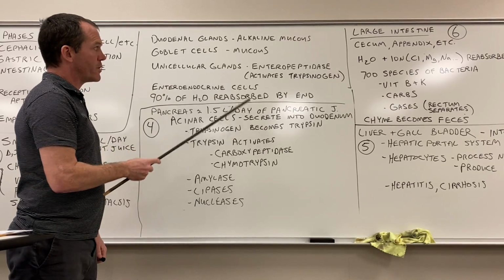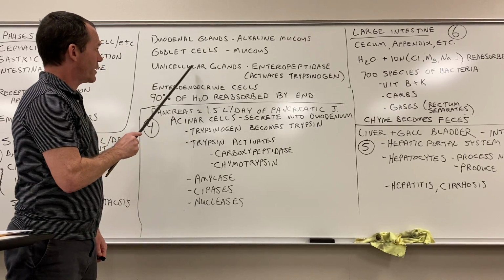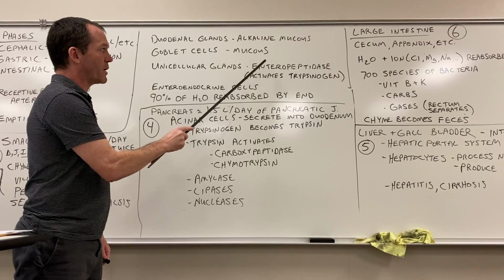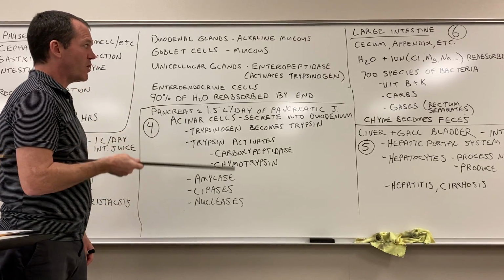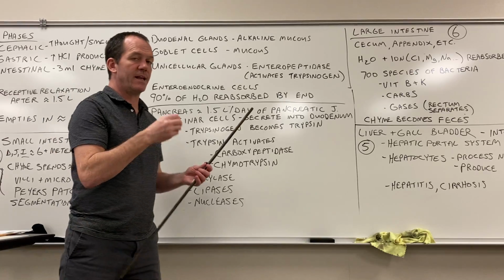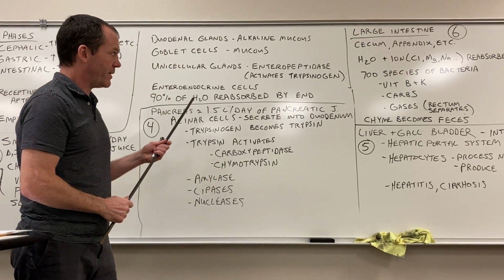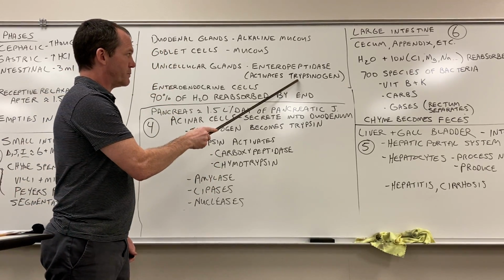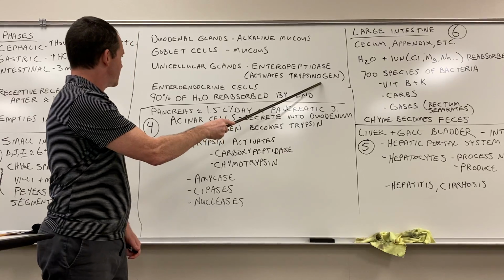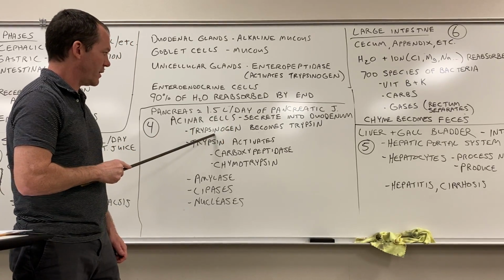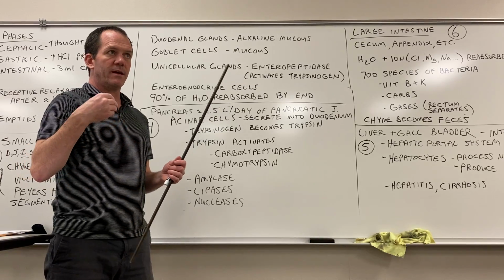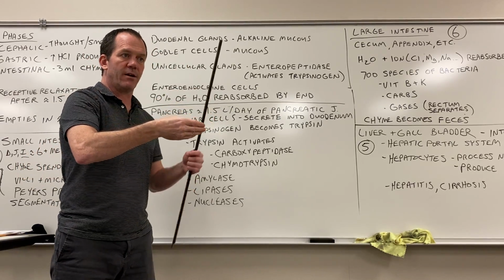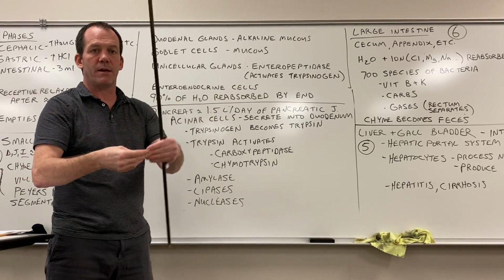You have these unicellular glands again, these guys produce something called enteropeptidase. So enteropeptidase is an enzyme which activates something called trypsinogen. And we'll see trypsinogen in the next section down here, produced by the pancreas. So enteropeptidase is kind of like the activator for another enzyme that's coming in from another location.